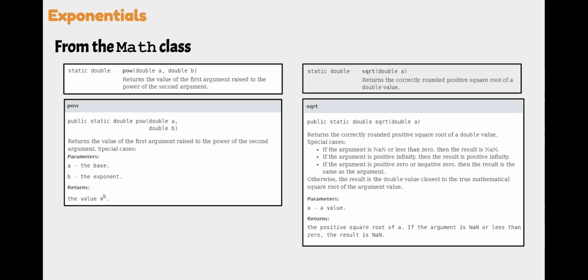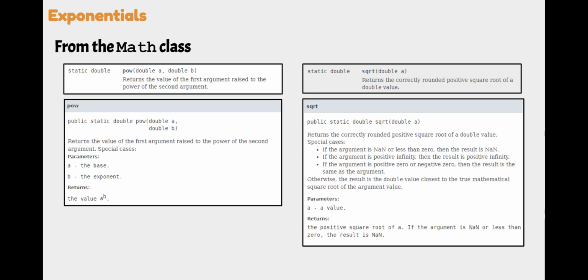On the right, we have our square root method, in which we pass in a double value and it will give us back the answer as a double. It tells us that it returns the correctly rounded positive square root value of a double value. Now, there are some cases where taking a square root can get us into trouble. Like if we try to take the square root of -1, this is something that we do not know how to do in math. We just make up imaginary numbers to deal with it.